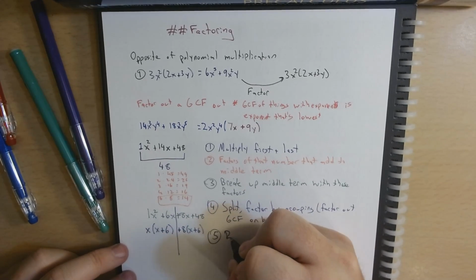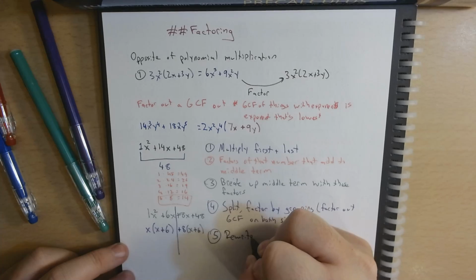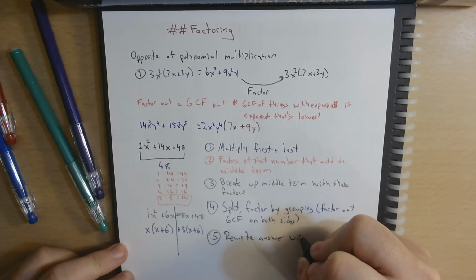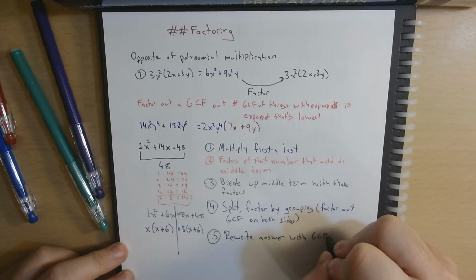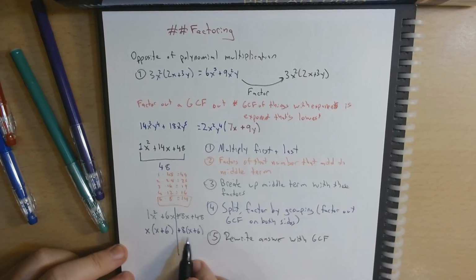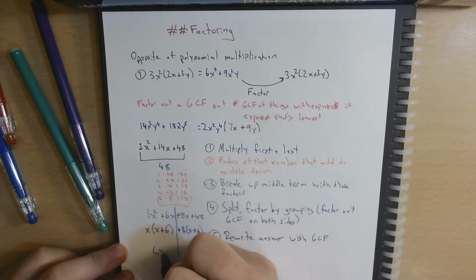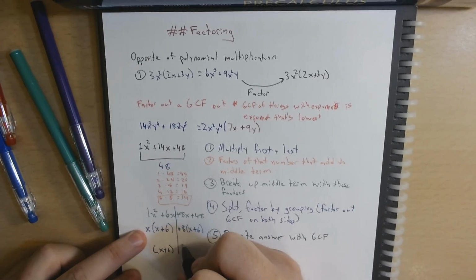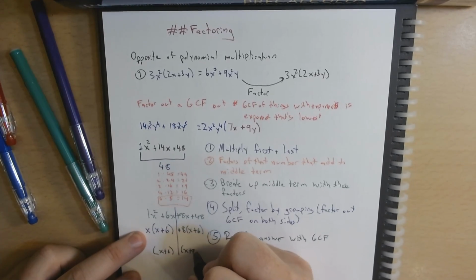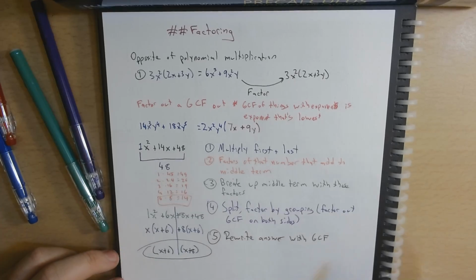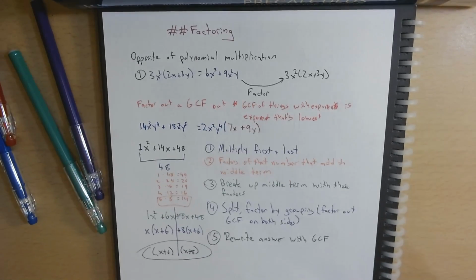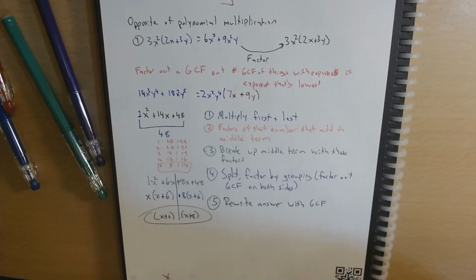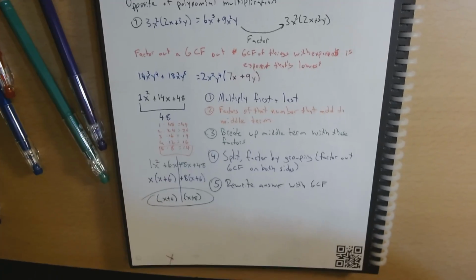Now you can rewrite your answer with the GCF. They both have x plus 6, so that is your GCF. If you take out an x plus 6, what's left over? There's an x plus 8. And that's your answer. And that's factored. Like I said, you've done this a lot. Hopefully it's something that you remember.